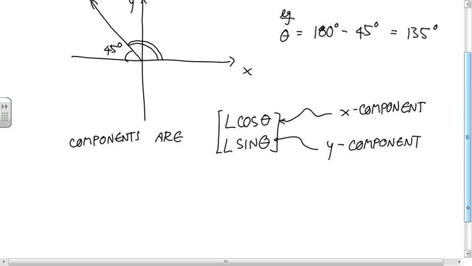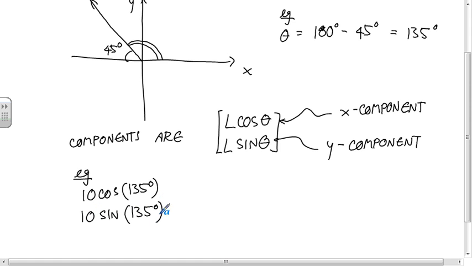So in the example I just did, the vector's components are 10 times the cosine of 135, and 10 times the sine of 135. So if you wanted to find the components of that vector, you'd enter into your calculator cosine of 135 times 10. And you should get out a value of negative 7.071, positive 7.071.